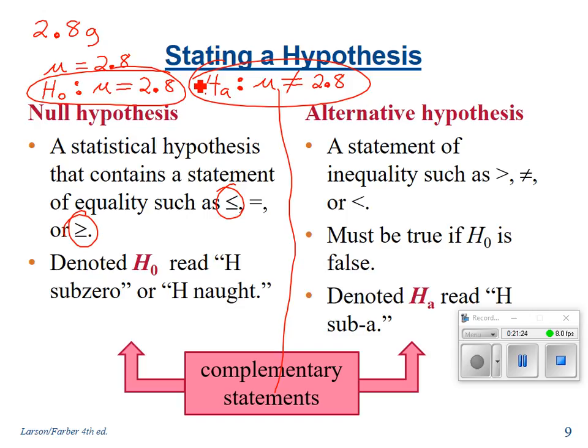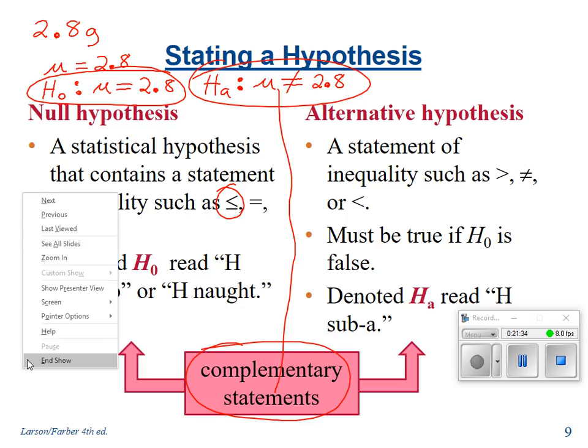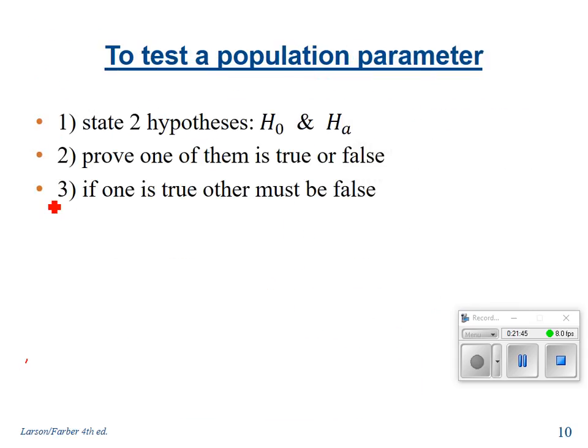These are called complement statements because they involve everything that could possibly be involved in that certain situation. There's nothing left out. You could not have some strange thing happen, like a bag of M&Ms, that isn't one of these two. That's not possible. All right, to test a population parameter, the first thing you do is state the null hypothesis and the alternative hypothesis.